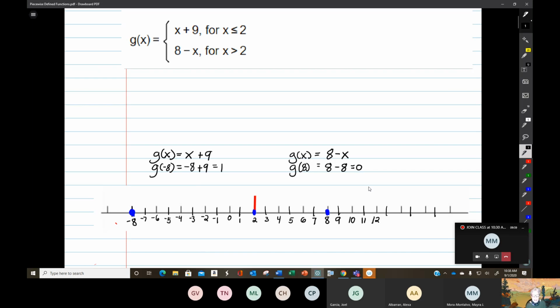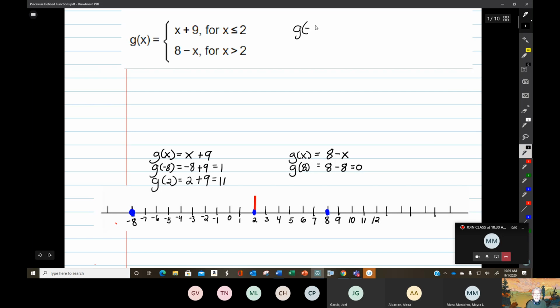Now, 2 itself is the number that divides these two functions. I have to look and see which of these will allow me to use 2. And this one will. This says x is less than or to the left of or equal to 2. So g of 2 is going to go into this function. So we'll put a 2 in for the x. 2 plus 9 equals 11. Okay, so those are our answers.